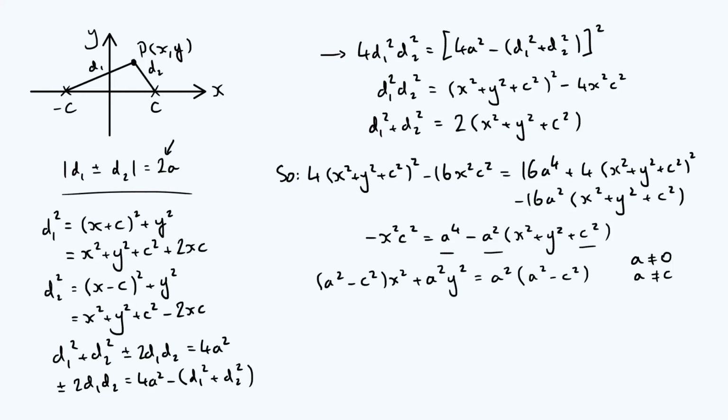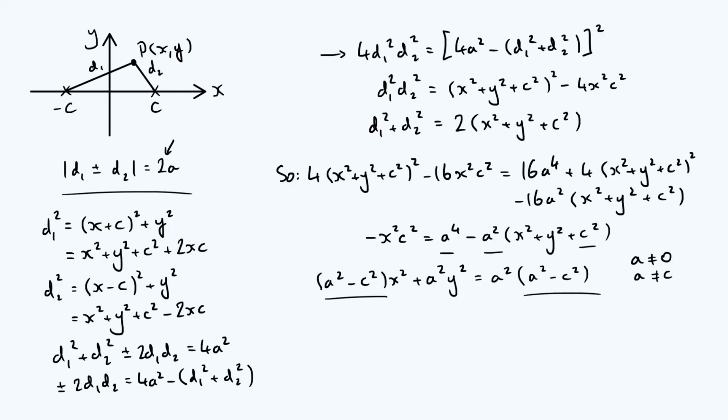The reason it's important to impose those restrictions is that, well, if a were 0, then the coefficient of y squared would be 0. If a were c, then this and this would both be 0. And you get various special cases of these loci if those conditions are not fulfilled. Those are called degenerate cases. It might be interesting for you to think through what shape those loci would have. You get points or line segments depending on which combinations of those conditions is satisfied.